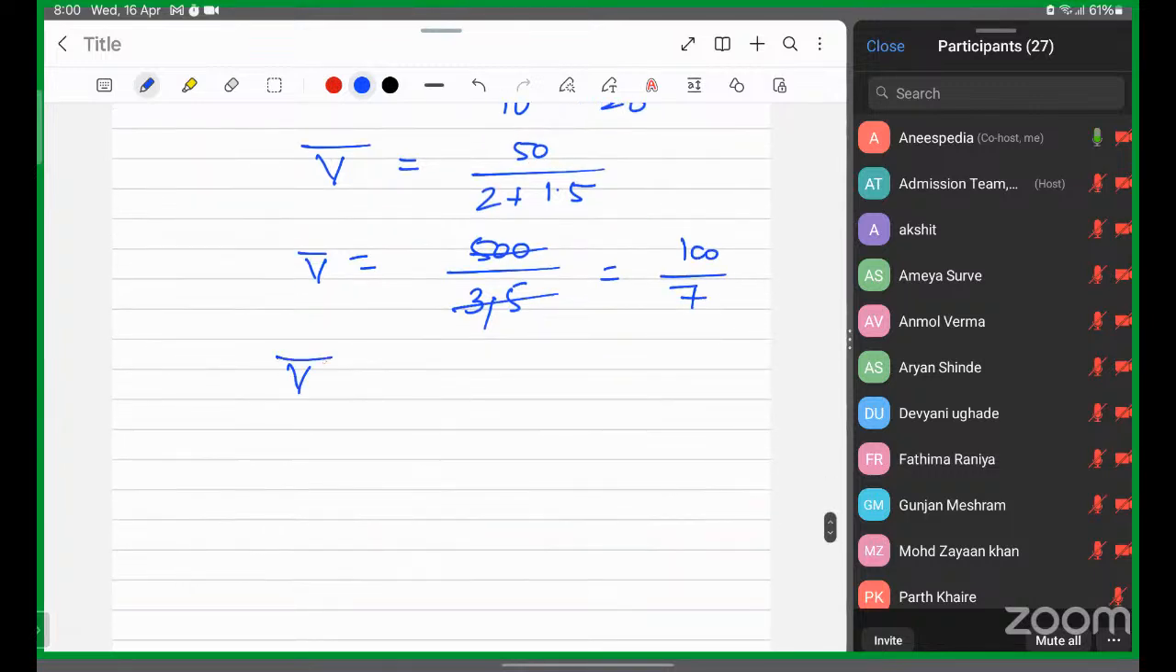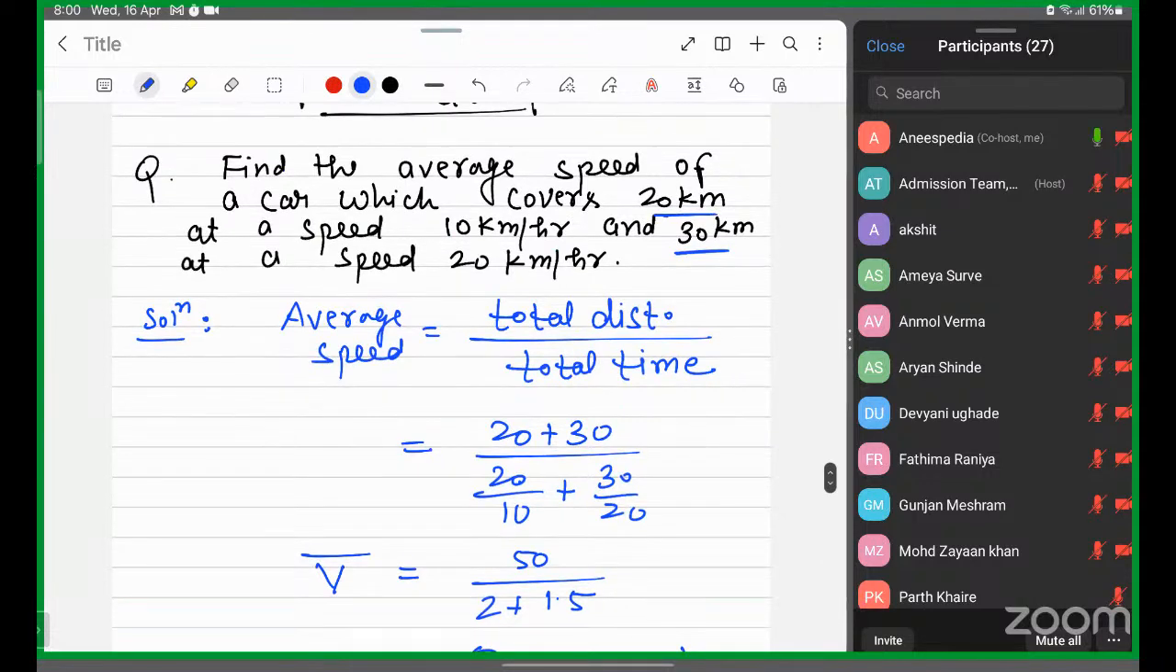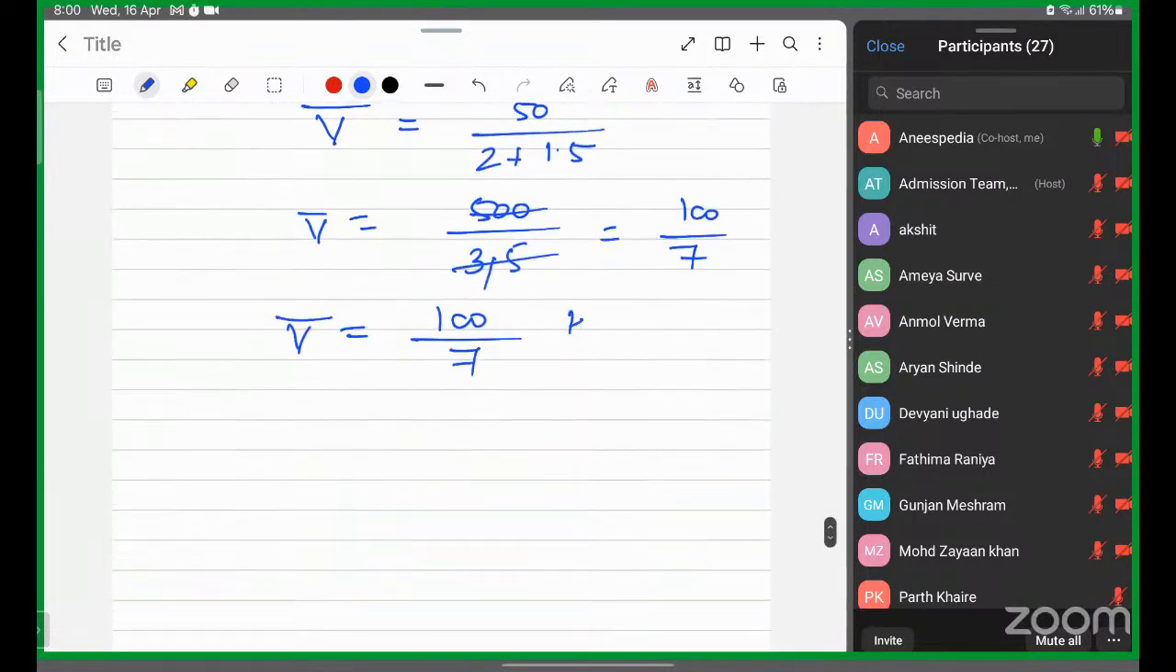What will be the unit for average speed? Yes, it is given in kilometers, so this will be in kilometer per hour. Understood?